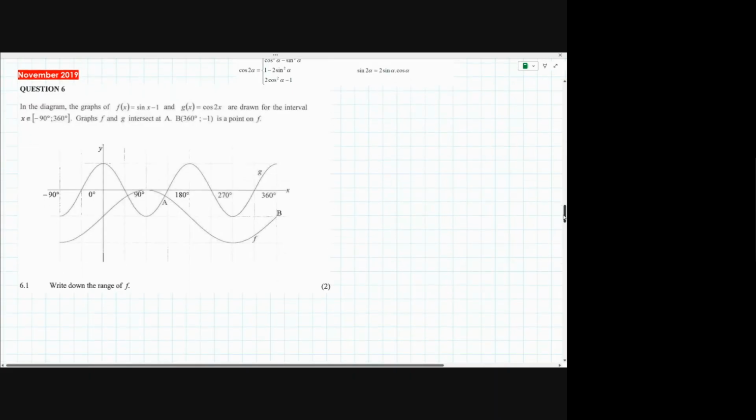Right, so we have been given the graphs of f of x equals sine x plus minus 1, and g of x equals cos 2x, drawn for the interval x element of negative 90 to 360. Graphs f and g intersect at A and B. (360, -1) is a point on f. So that's the information we have. We can see all of that there. We're not having to sketch anything.